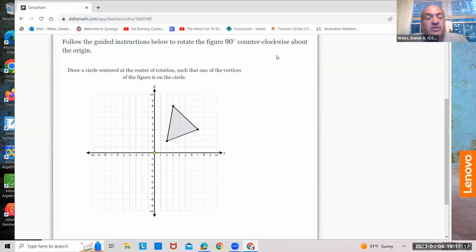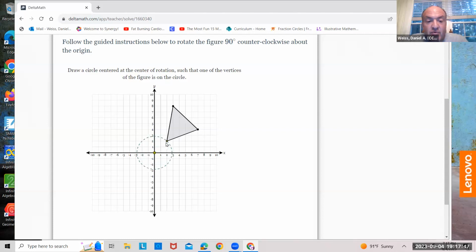The instructions say, draw a circle centered at the center of rotation such that one of the vertices, each one of these points is called a vertex. So there are three vertices here. Such that one of the vertices of the figure is on the circle. So I'm going to click on this yellow dot here and drag.